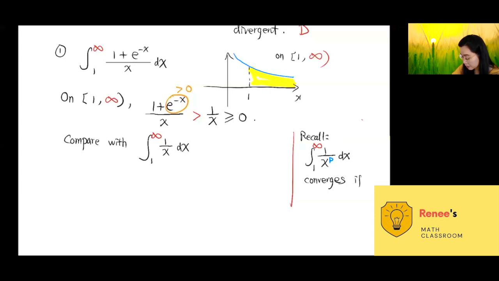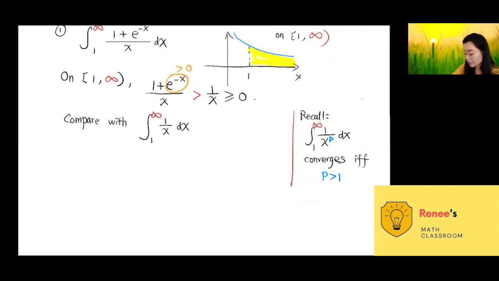Remember, early on we investigated improper integrals of this type, 1 over x to the p power, x going from 1 to infinity. It is convergent if and only if the power p is greater than 1. So this integral here is going to diverge. It diverges to positive infinity.